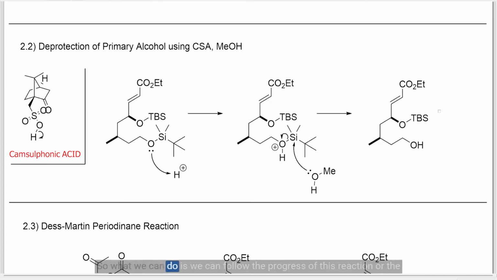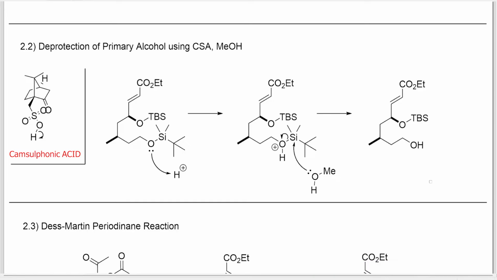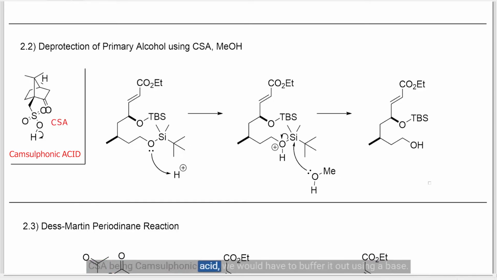So what we can do is follow the progress of this reaction, or the depletion of the reactant, using TLC, and then once we see that the reaction is finished, end the reaction there to prevent the secondary alcohol from becoming deprotected as well. And to remove all the CSA, camsulfonic acid, we would have to buffer it out using a base.